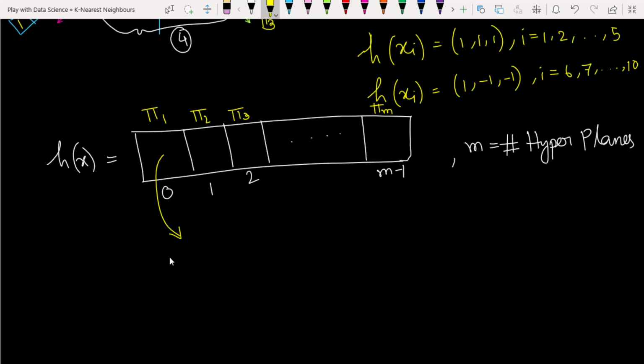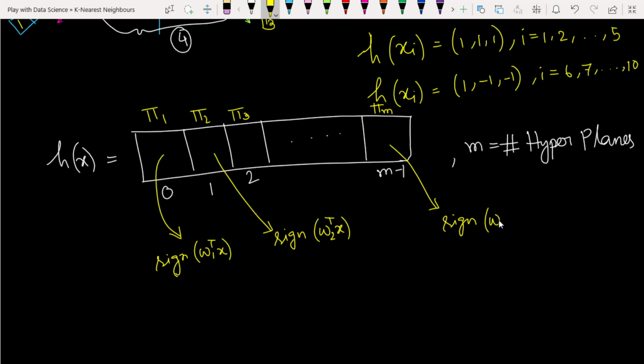This value will be sign of w1 transpose x. This value will be sign of w2 transpose x. Only this value will be sign of wm transpose x. Okay, this is the sample.